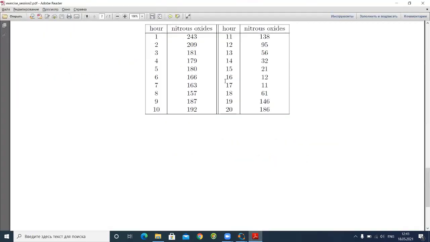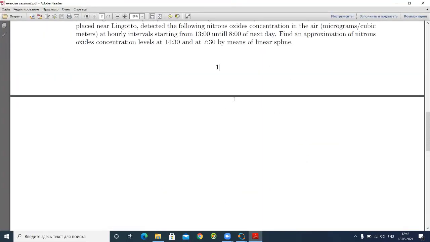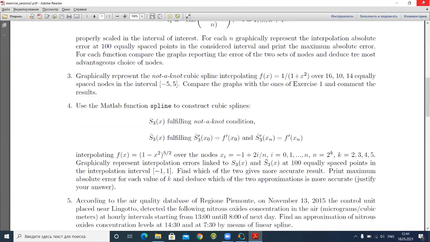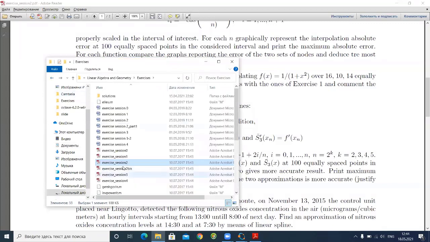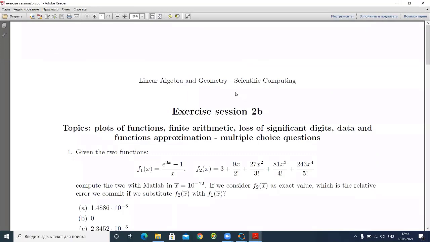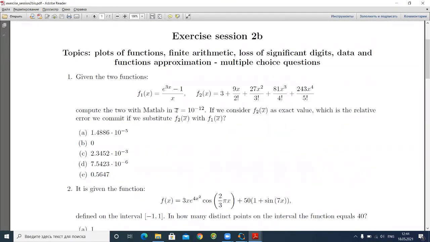So it was the last example on this exercise session two. Now we will continue and move to the next exercise session 2B. So here we have multiple choice questions. In your exam also will be such kind of questions, and you need to work in MATLAB and find correct answer. We'll do now a sample.